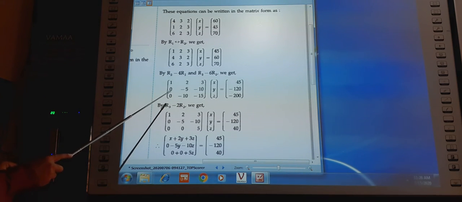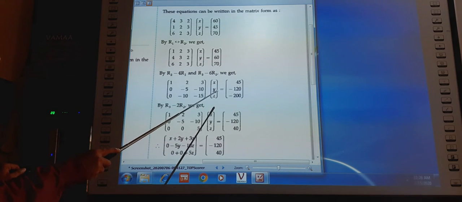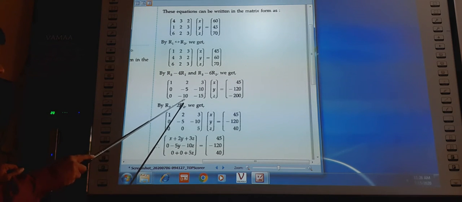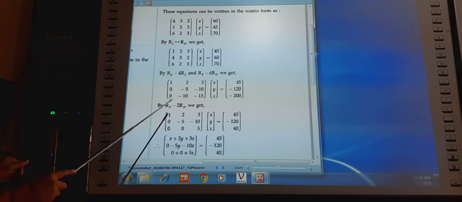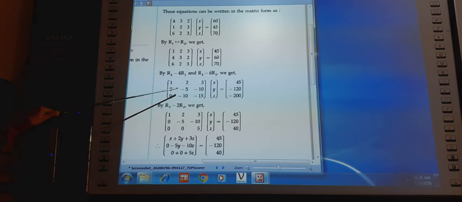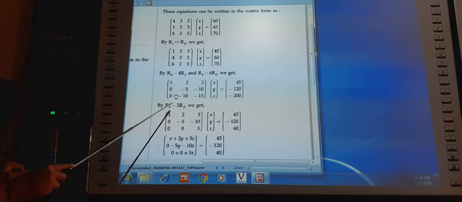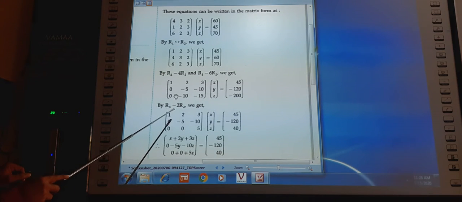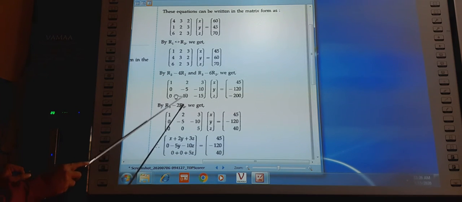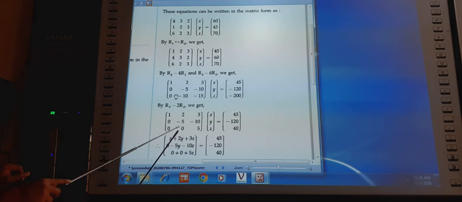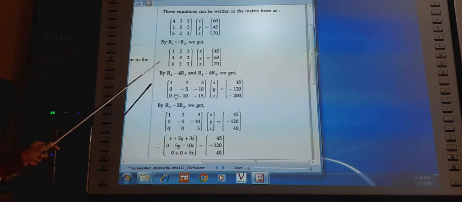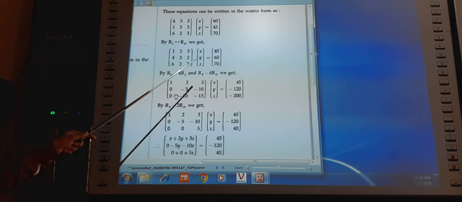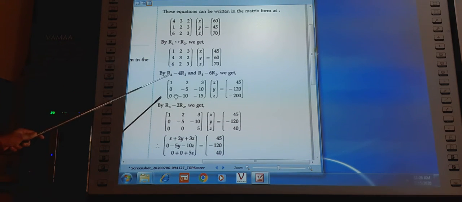Now after applying this elementary transformation, we require 0 in place of minus 10. For that we use the second row. Now the signs of both the elements are the same, so we do the subtraction. R3 minus 2 times R2, because R3 is minus 10, R2 is minus 5. Minus minus gets plus, so minus 10 plus 10 we get here 0. So we apply these 3 elementary transformations. The calculation you can do yourself.